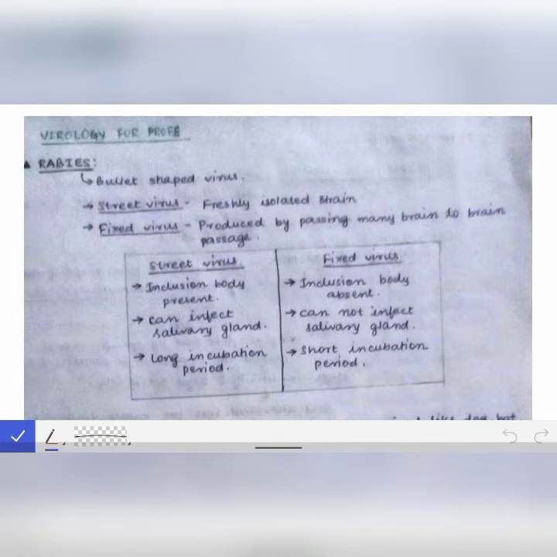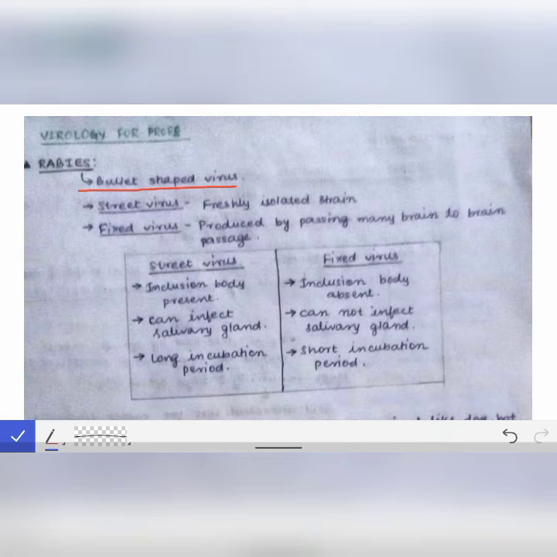Now we will see about the rabies virus infection. The first thing to know about the rabies virus is that it is an enveloped RNA virus. And what is the shape of the virus? It has a characteristic shape, which is called bullet shaped. So it is a virus which has a bullet shape.